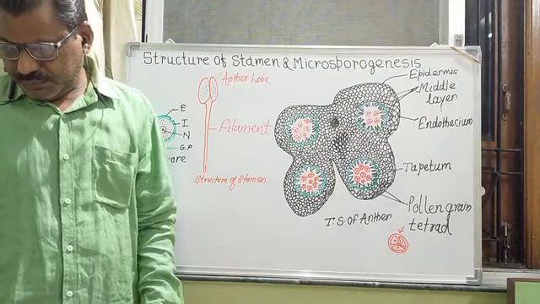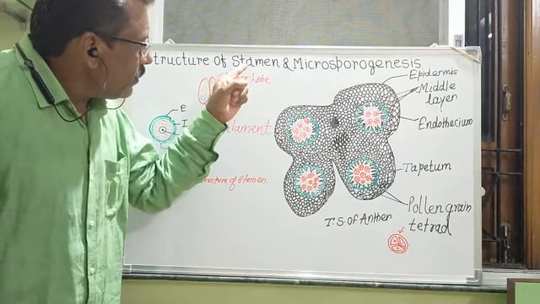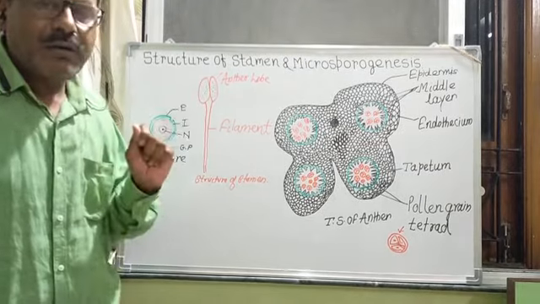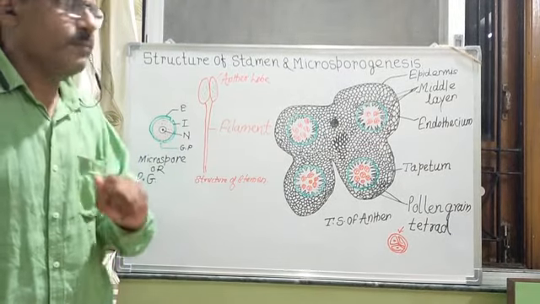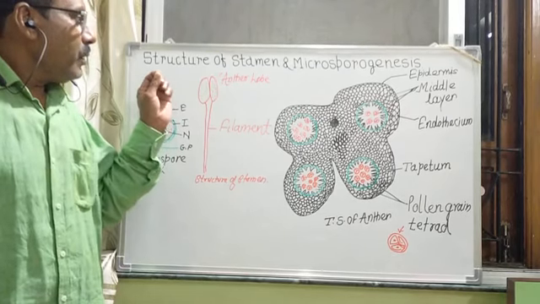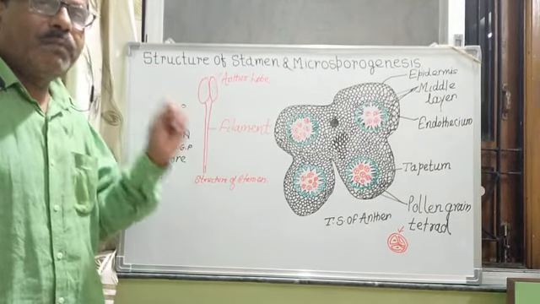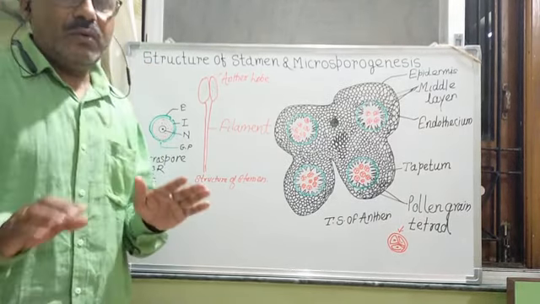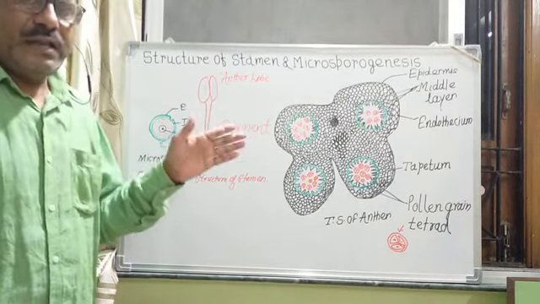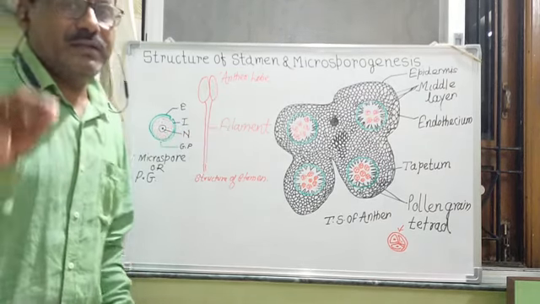So students, before studying the structure of stamen and microsporogenesis, it is necessary to know the complete flower, all flower bearing plants. You know there are different plants in nature. Those plants that bear flowers are called angiosperms.